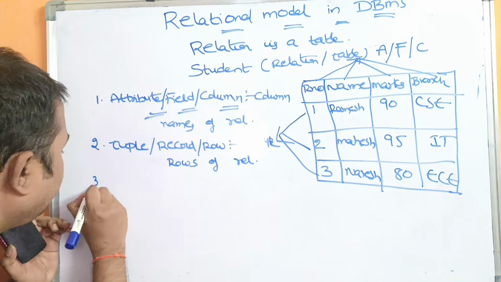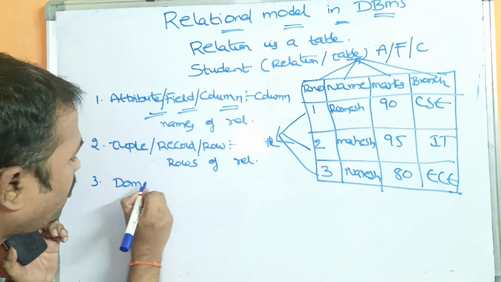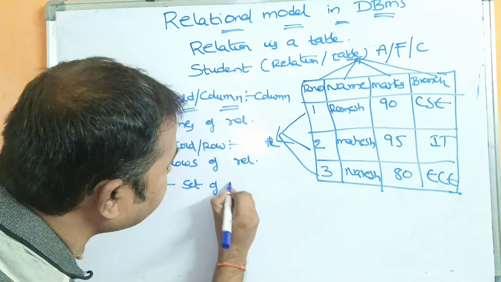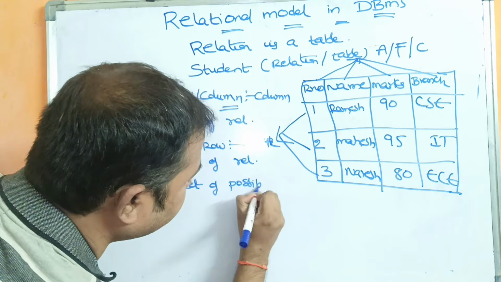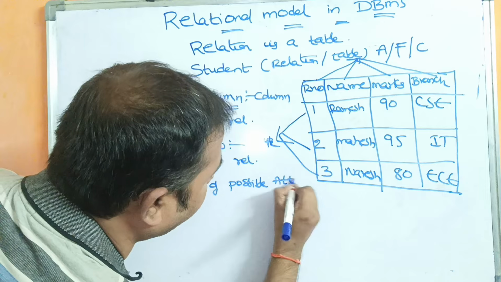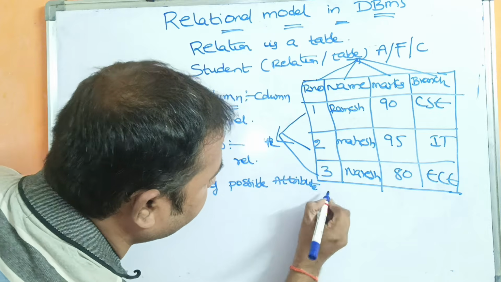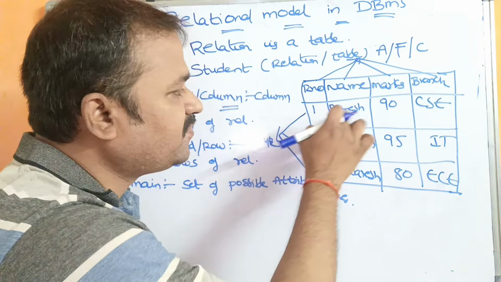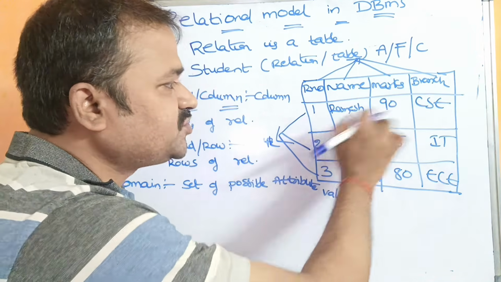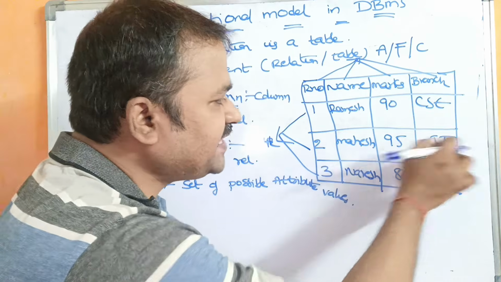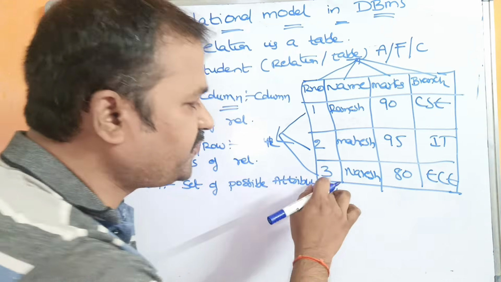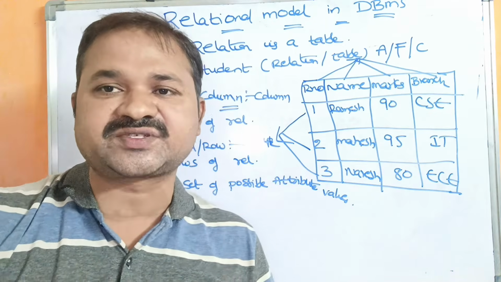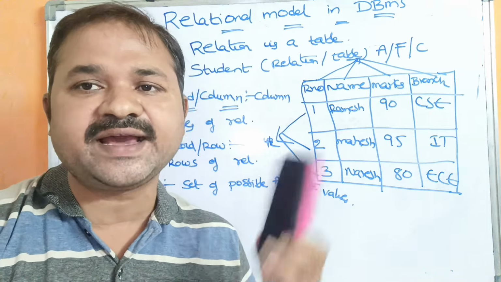Now let us see the next terminology, that is domain. What is a domain? Domain means the set of possible attribute values. If you take this relation, what are the attribute values? Roll number 1, Ramesh, 90, CSE. These are the attribute values. 2, Mahesh, 95, IT. These are the attribute values. 3, Naresh, 80, ECE. These are the attribute values. Attribute values are called the domain.